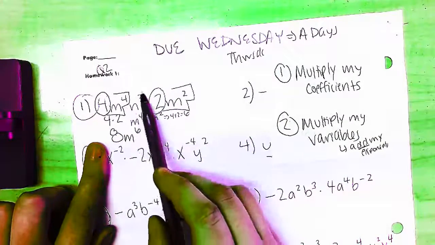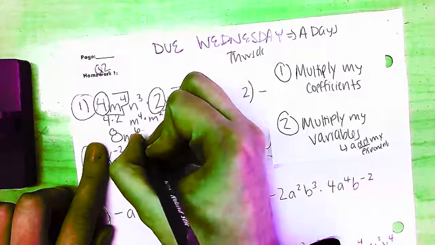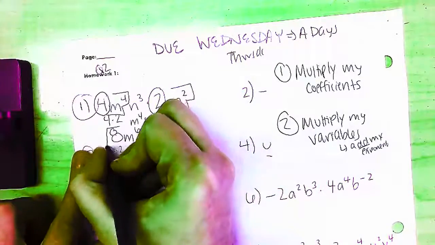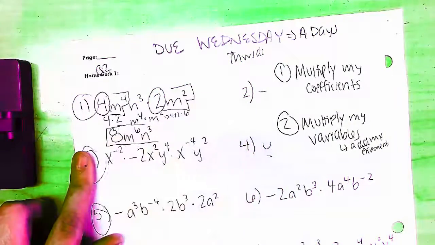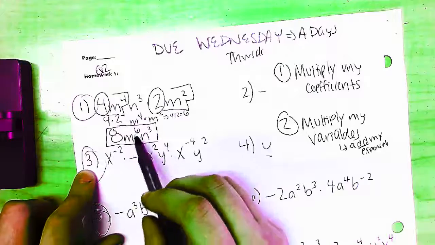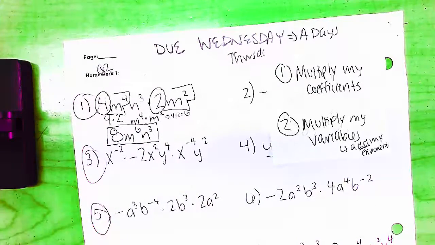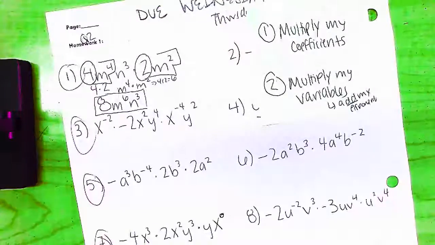Next, I have this n to the 3rd. I do not see any other n's, so I know that I'm just going to bring it down. So my final answer is 8m to the 6th times n to the 3rd. So 8 times m to the 6th times n to the 3rd. This is my exact answer. All right, let's move on to the next one.